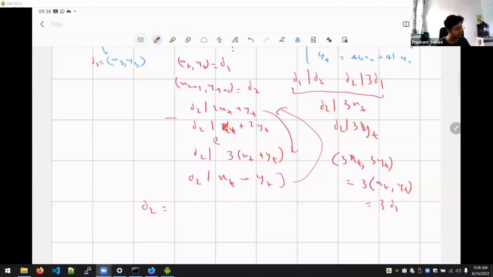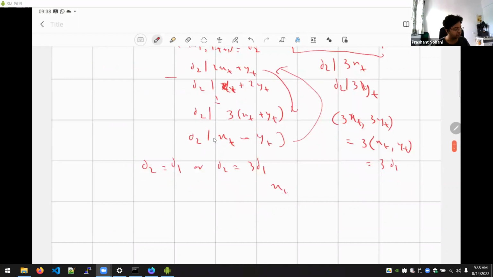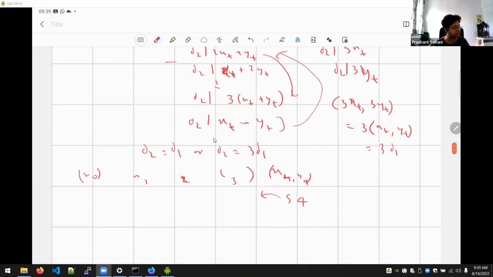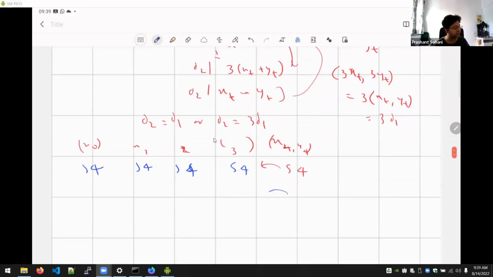So D2 can be either D1 or thrice D1. These are the only possibilities, which means from one step to the other, the GCD can only get multiplied by 3 or remain constant. So if I know that GCD of x4 comma y4 is 54, and I work back 3 steps, so x3, x2, x1 and x0, at each step as we go back, only two things can happen. Either the GCD will stay constant all the way down to the first term, or it can reduce by a factor of 3.